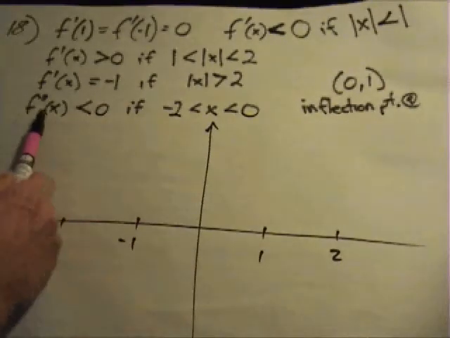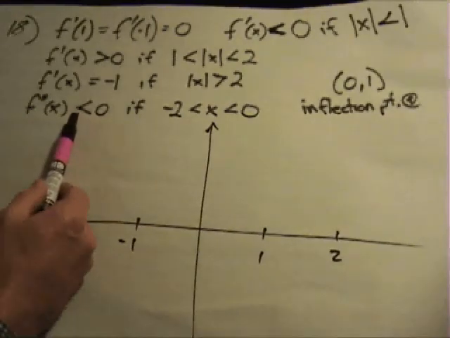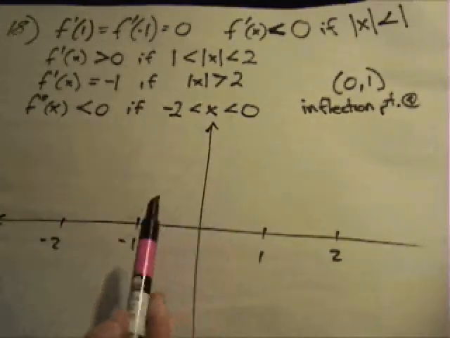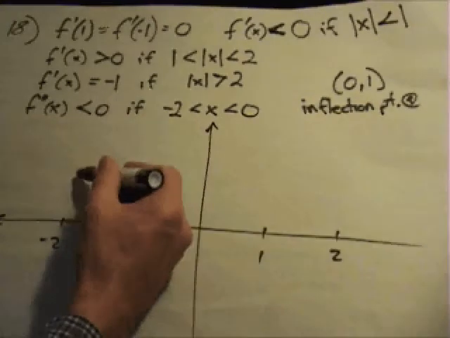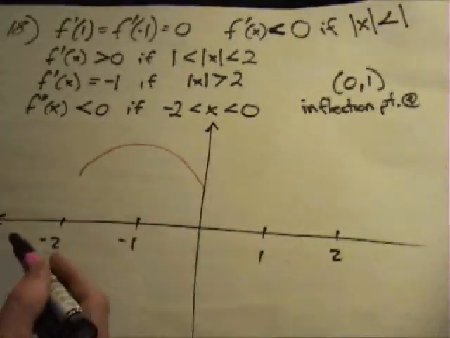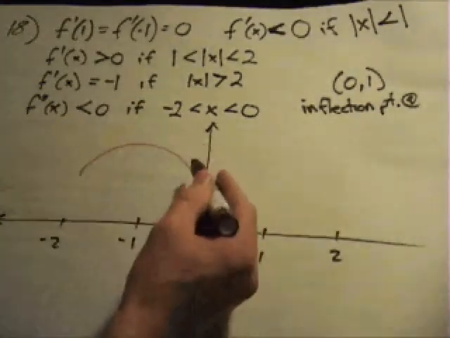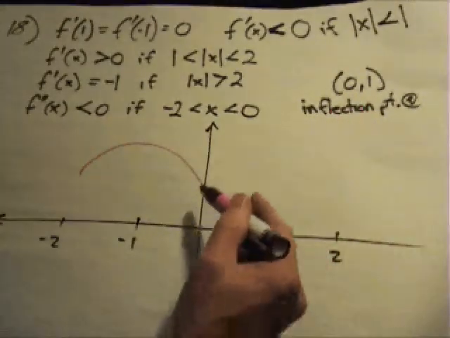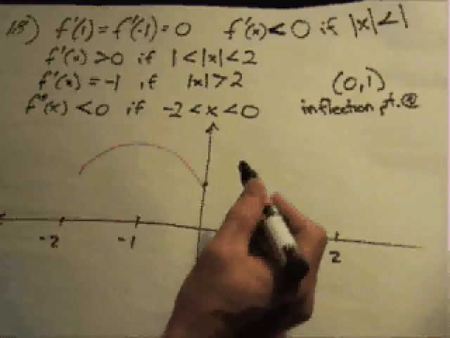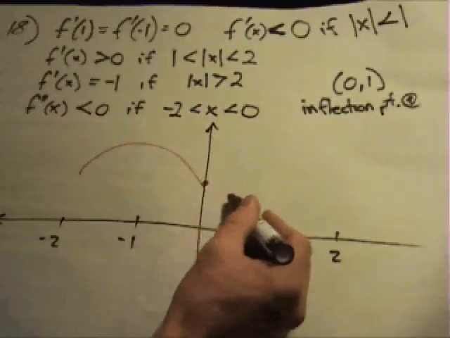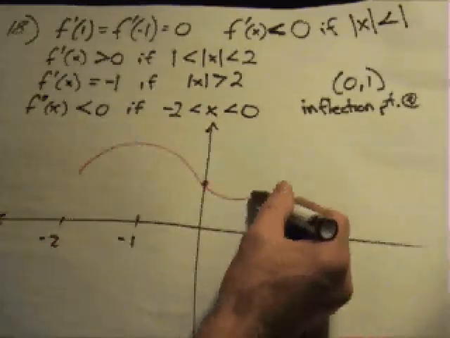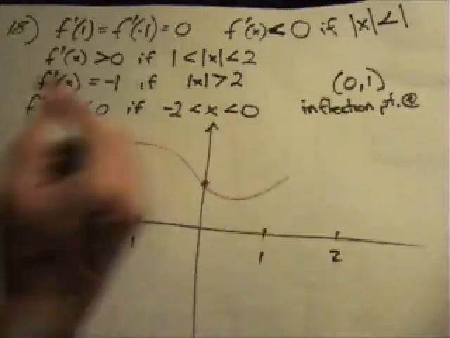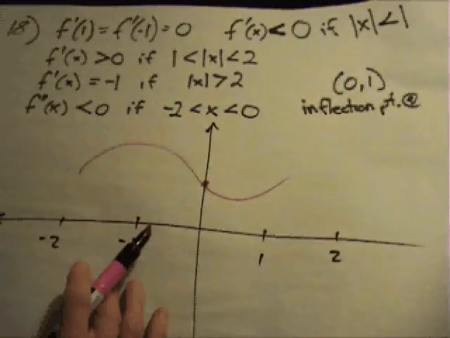Here it is, second derivative is less than 0, so that's concave down between -2 and 0. So the shape is going to be sort of an upside down U between there and 0. And then it says there's an inflection point at (0, 1). So right here, it's going to transition, so it has to be concave up at least some part in here, because if not there would not be an inflection point.